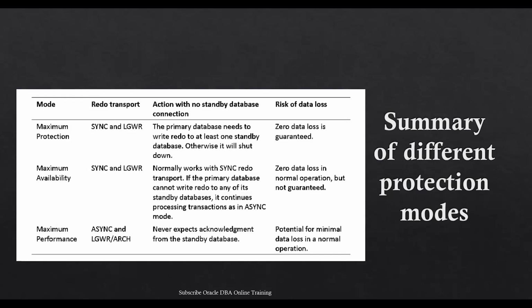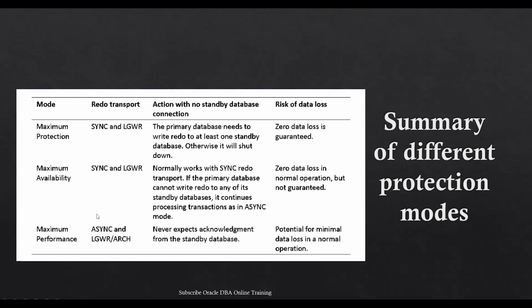Okay, so this is the summary. Action with no standby database connection: the primary database needs to write data to at least one standby database, otherwise it will shut down. So this is the maximum protection mode, and normally it works with sync. The next one is maximum availability. Normally it works with the sync redo transport. If the primary database cannot write redo to any of its standby databases, it will try to write the data to the standby database, but it will wait for only a limited period of time. If it is not able to, then it will act in async mode. That's the difference between maximum protection and maximum availability.